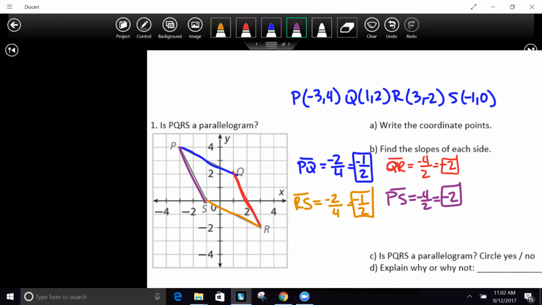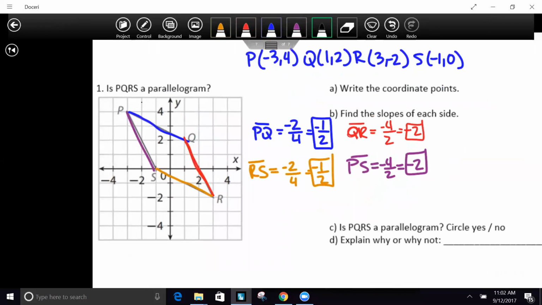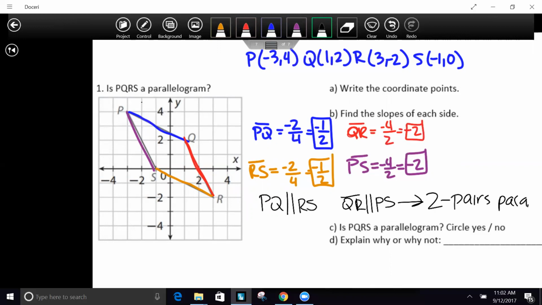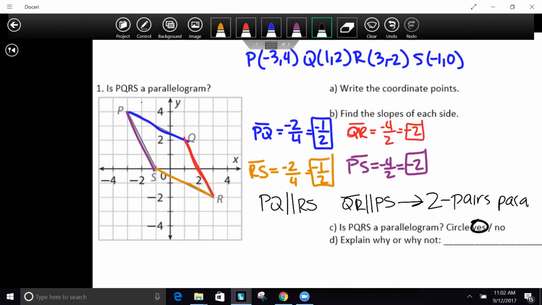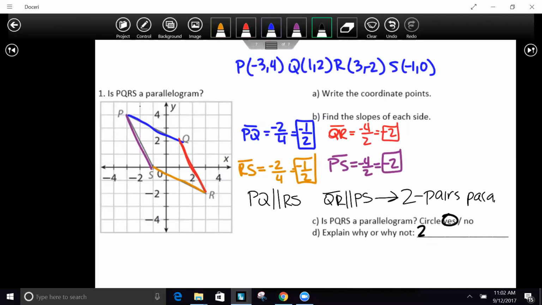Before we can do anything, we got to make sure we can make conclusions out of this. What conclusions can be made from the slopes? PQ is parallel to RS. QR is parallel to PS, which makes two pairs parallel. Is it a parallelogram? Yes. Why or why not? Two pairs parallel.